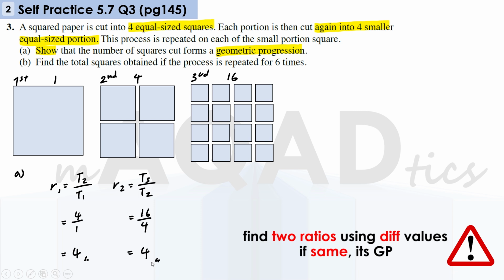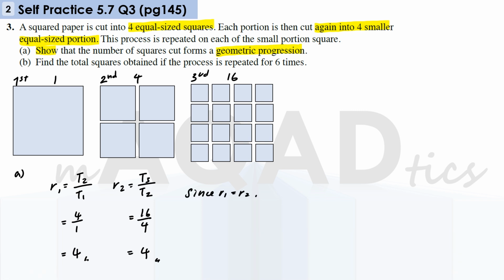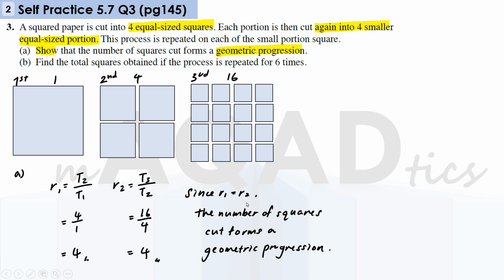Right, so now you see that these 2 ratios are the same. So we can conclude that since R1 equals R2, the number of squares cut forms a geometric progression. So the main idea here is to find 2 ratios using different values. If they are the same, it is a geometric progression.